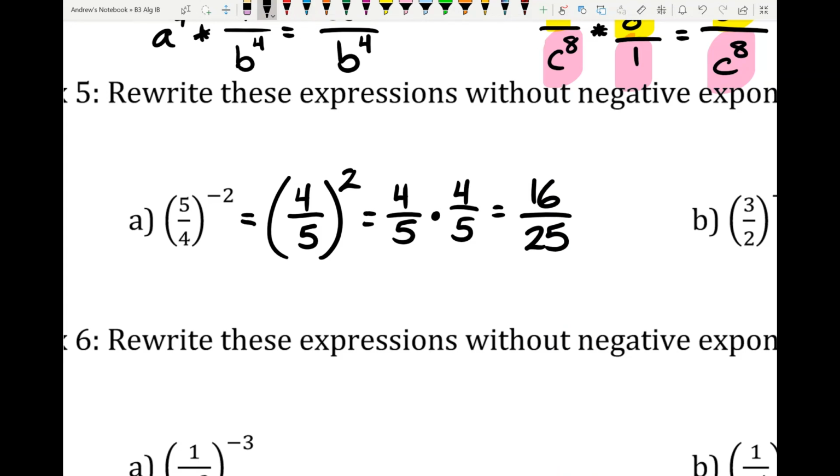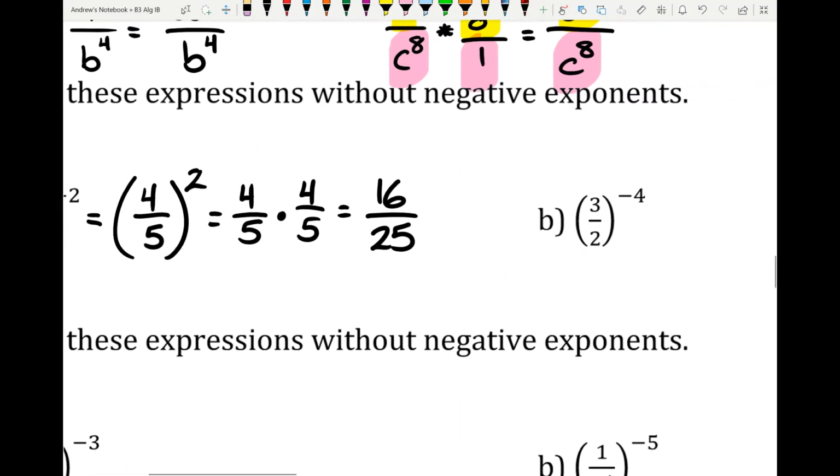For right now, if you can get to this piece right here, that's awesome. That's really what we're looking for. We're trying to use the properties. If you're able to get all the way to there, then that's super excellent. That's really where we're going to be trying to go with these, is simplifying things as much as possible.